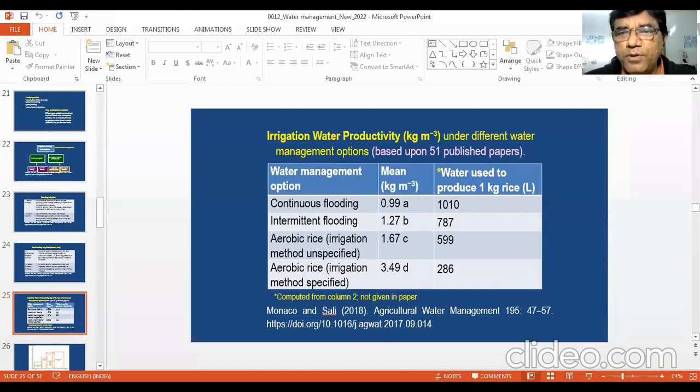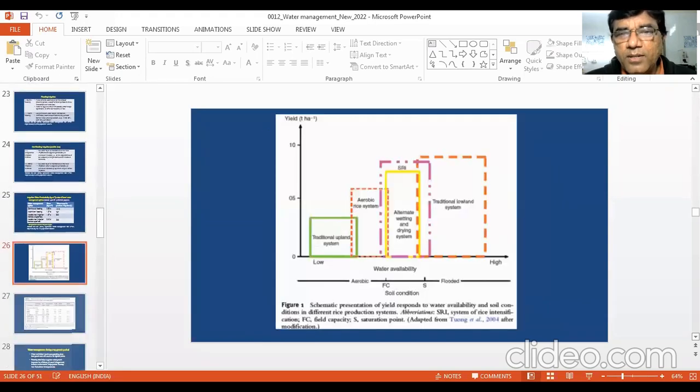And see water used to produce 1 kg rice. Initially, in case of continuous flooding, it is more than 1,000 liters, 1,010 liters. But in aerobic rice irrigation method is specified, you require just 286 liters of water to produce 1 kg of grain. So in this case, it is very simple that if you increase the water supply, the productivity of water or water productivity in rice decreases. Here, if you are applying less water, then water productivity is more. But at the same time, you can see the total yield or average productivity per hectare basis.